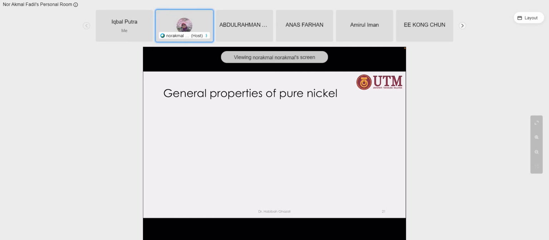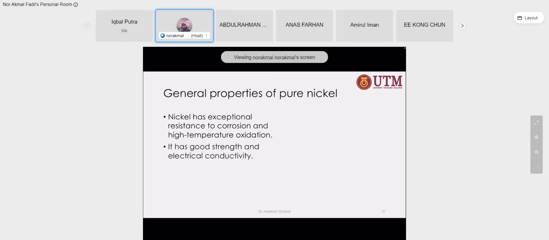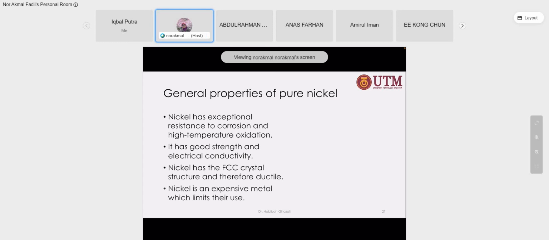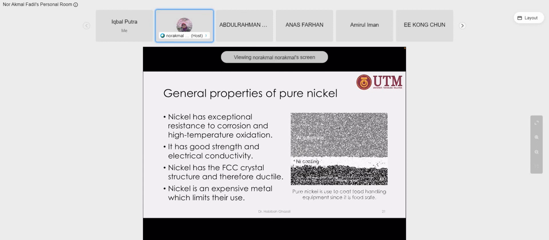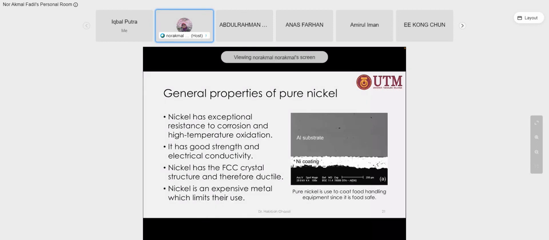So the general properties of pure nickel. Next is pure nickel. If you search about pure nickel, you can easily obtain the properties of pure nickel. Okay, nickel has exceptional resistance to corrosion and high temperature oxidation. It has good strength and electrical conductivity, and nickel has the FCC crystal structure, and therefore it is ductile. Nickel is an expensive metal, which limits its use.